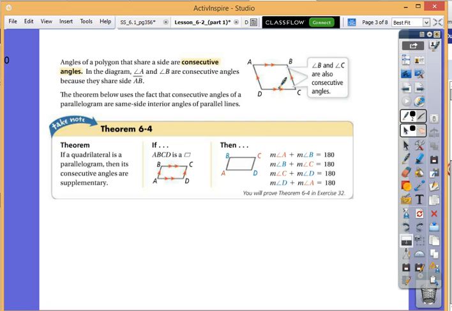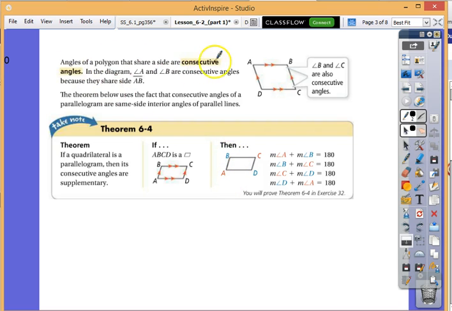So there's this other thing about parallelograms called consecutive angles. To me, this is almost a not needed theorem because it's the same thing as two same side interior angles being supplementary if you have two parallel lines cut by a transversal. But we're going to say it for parallelograms too. So if something's a parallelogram, then consecutive angles will be supplementary. So B and C would be supplementary. C and D would be supplementary. D and A would be supplementary. A and B would be supplementary.